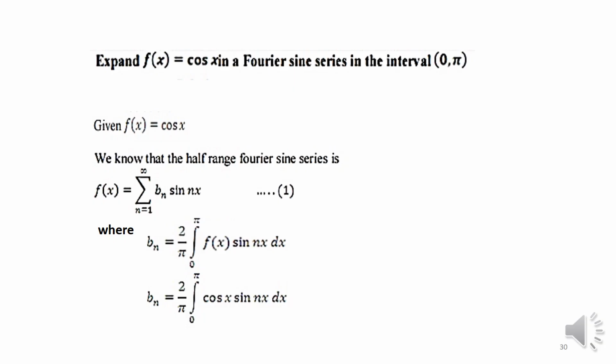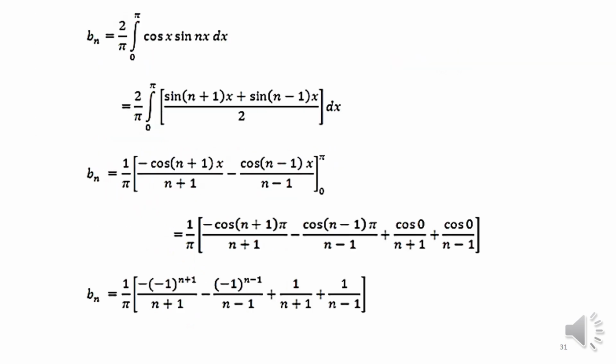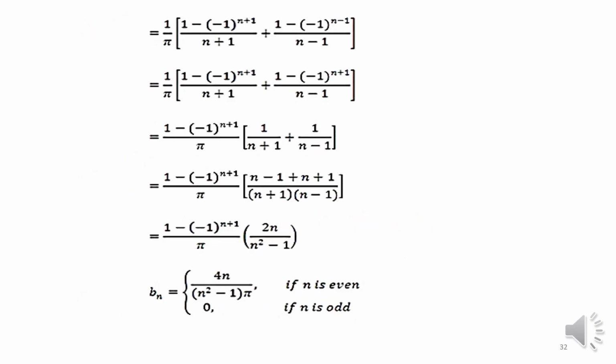Okay, then f of x is equal to cos x, so cos x sin nx dx, n values, I'll have n plus 1, n plus 1, n minus 1, n minus 1. Same denominator, the numerators can be added equally. So 1 minus (minus 1) power n plus 1. Taking that commonly outside, I'll get 1 by n plus 1 plus 1 by n minus 1. On cross multiplication or LCM, I'll get (n minus 1) plus (n plus 1) divided by (n plus 1) into (n minus 1). So I'll get it as 2n divided by n square minus 1.